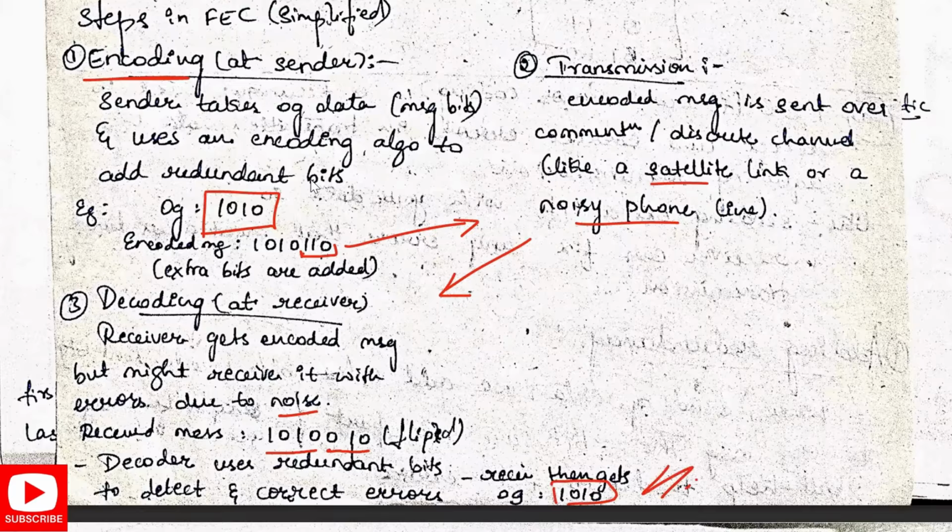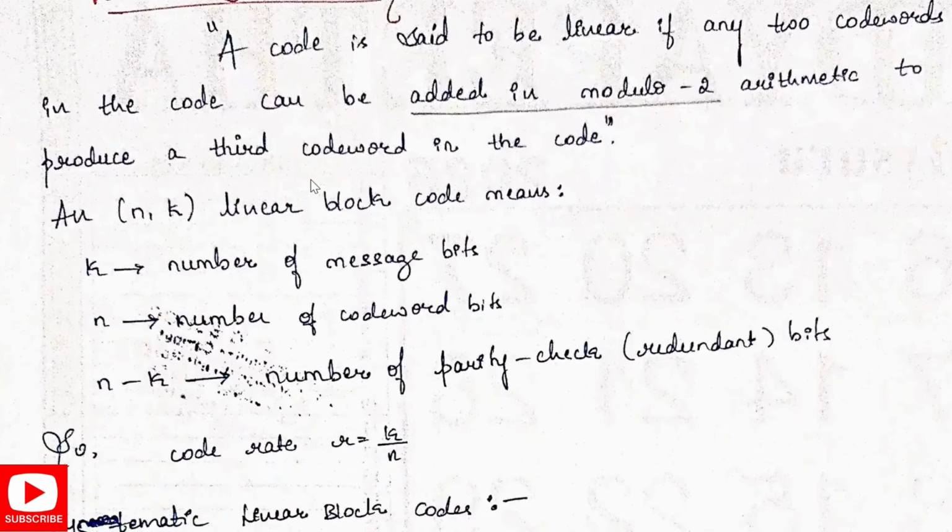So this is how you have to prove that you have got the original message back. Thus this completes the error control using the forward error correction. So next we will move on to the linear block code.